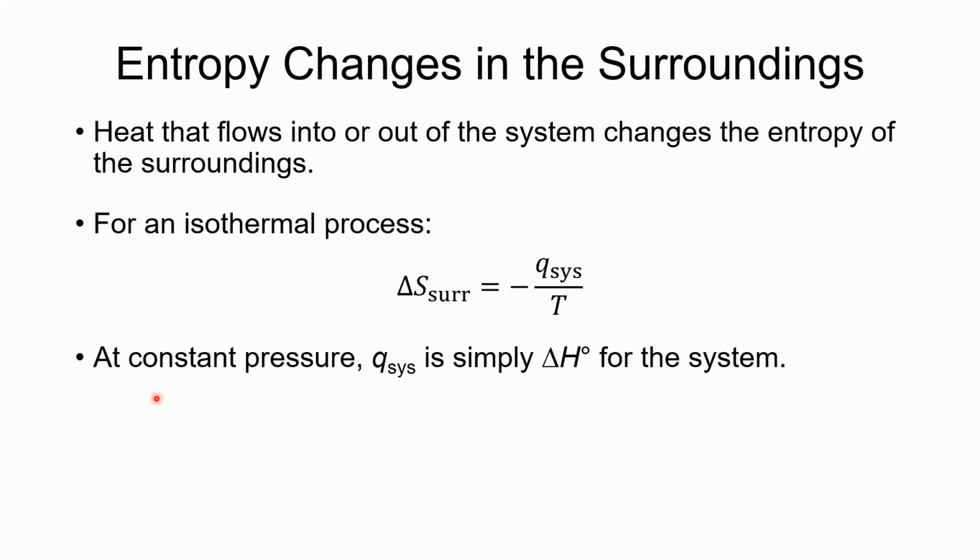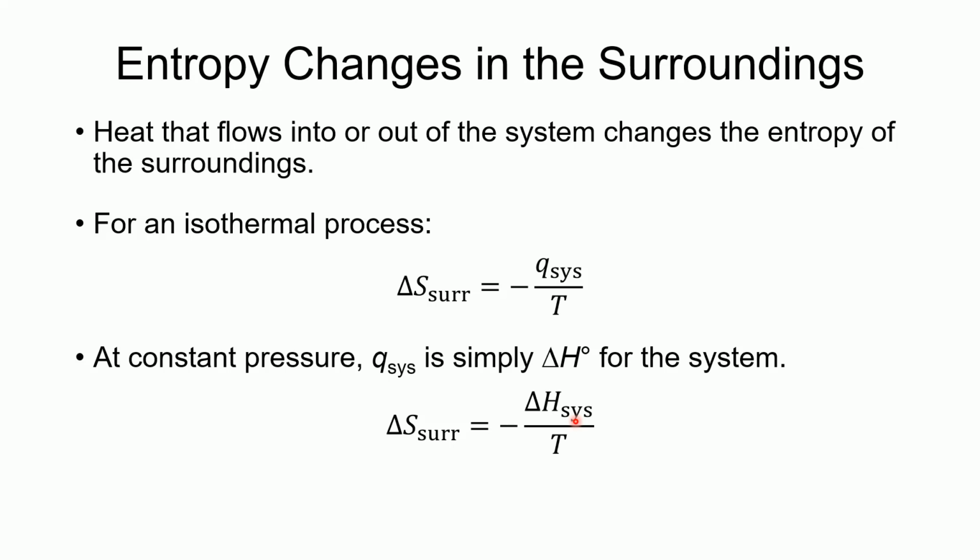If a reaction happens to be at constant pressure, then Q of our system is simply going to be equal to delta H for the system. And again, this is true. The Q of our reaction is equal to delta H of our reaction at constant pressure. So delta S of our surroundings is equal to this.